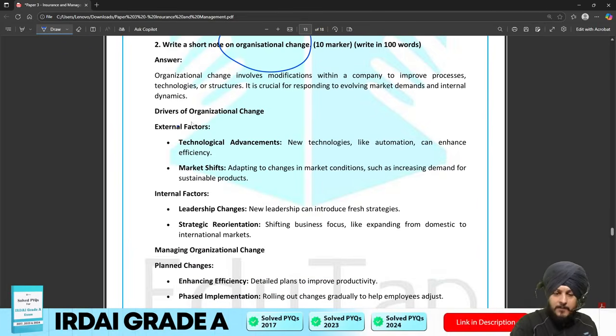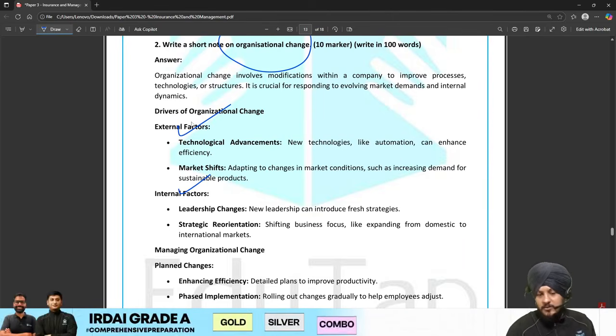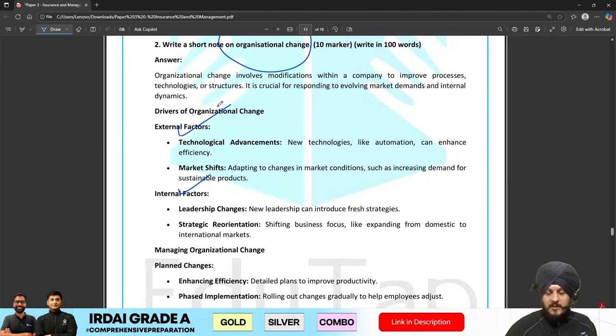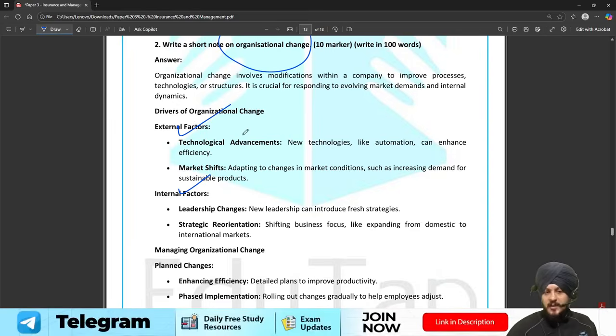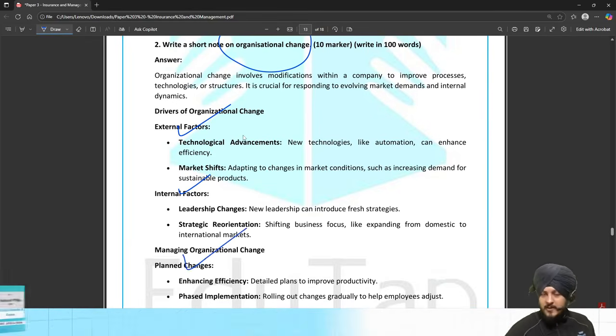For example, the external factors and the internal factors, these are the factors that impact the organization and bring different kinds of changes with respect to the organization. And then you can also talk about how you can manage the organizational change.